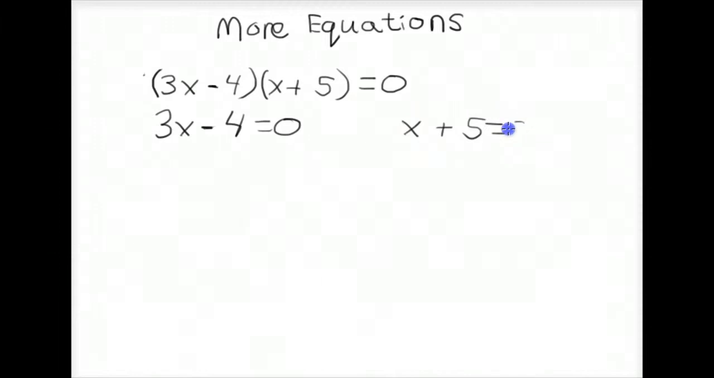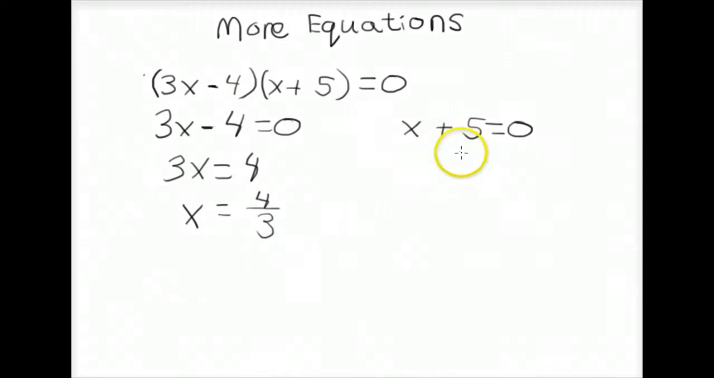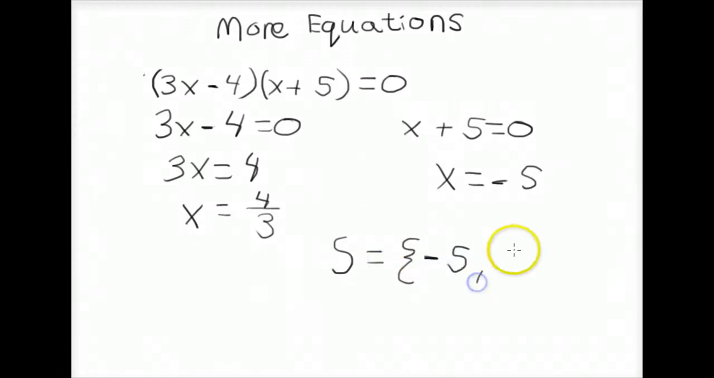Now we can solve these equations separately. So we have 3x equals 4, we're just adding 4 to both sides, so x equals 4/3, we're just dividing by 3 on both sides. For the other equation, all we need to do is subtract 5 from both sides, so that means that x equals -5. To write the solutions in set notation, we're just going to say the set equals, usually you write it in increasing order, -5, 4/3.